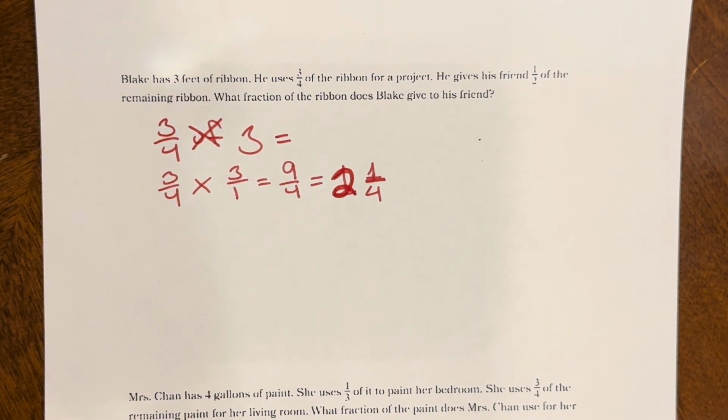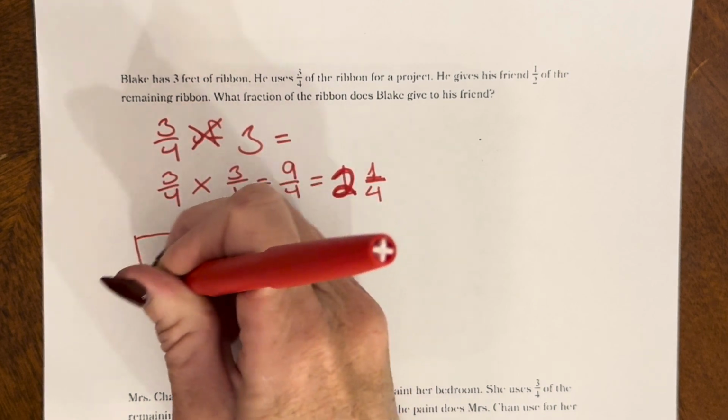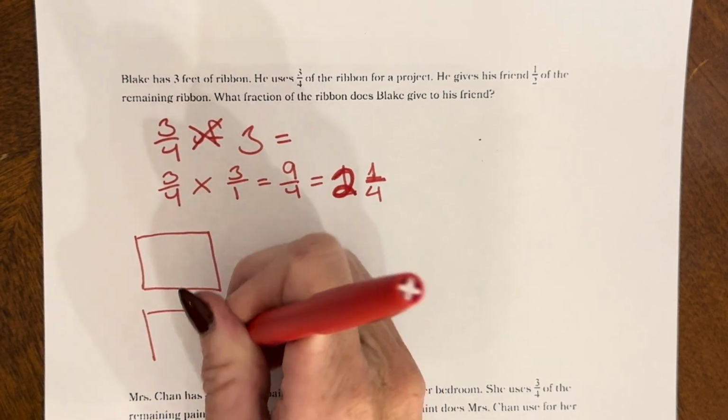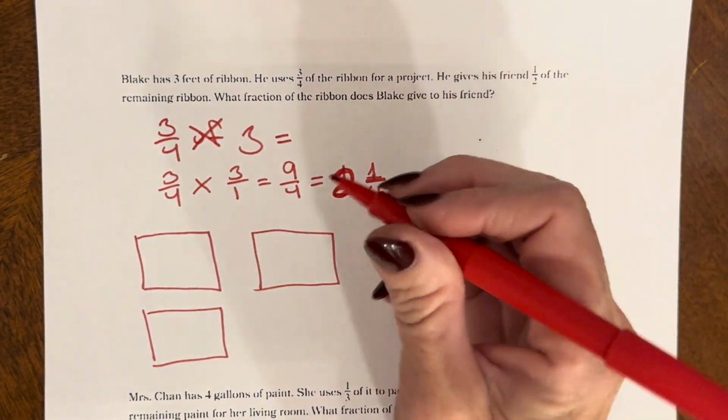That's what he was using. So he was using 3/4 of the 3 feet of ribbon. Okay, so now what do we have there? Well, I might even draw this just to show you. So he had 3 feet of ribbon. We could draw it as a picture like this.